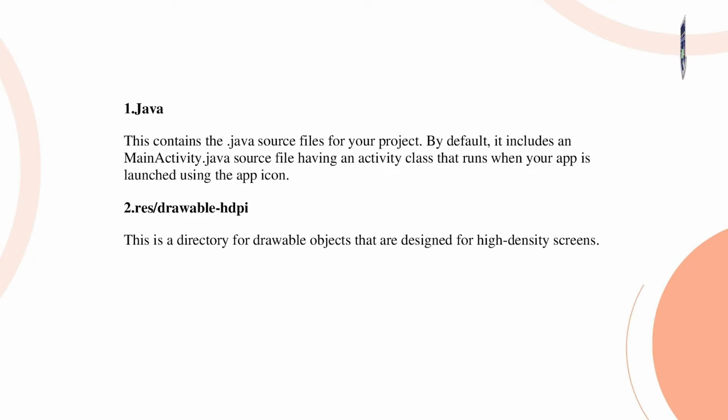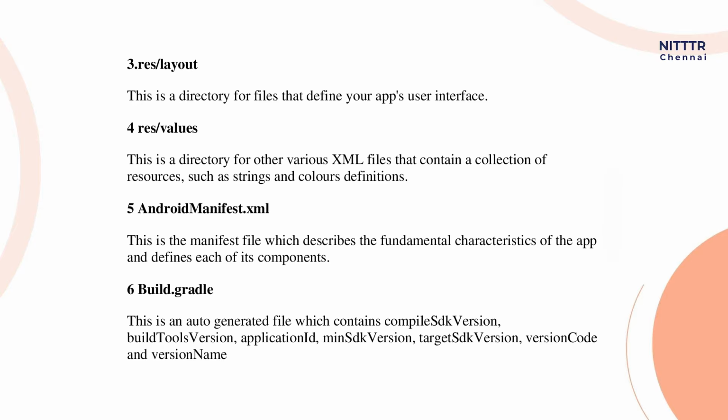This is a directory for the drawable objects that are designed for high density screens. Third is res layout. This is a directory for the files that define your application user interfaces. Fourth one is res values. This is a directory for other various XML files that contain the collection of resources such as strings and colors definitions. And fifth one is AndroidManifest.xml.